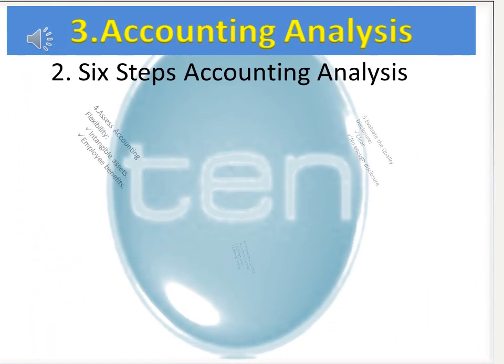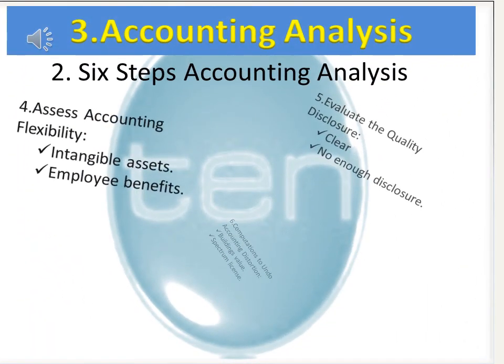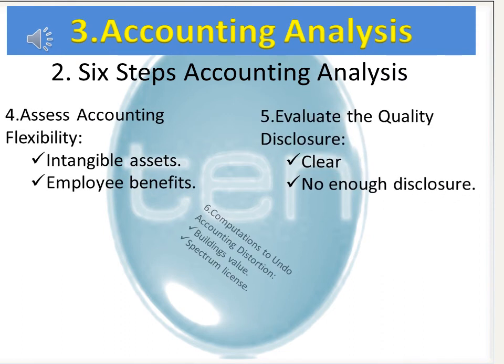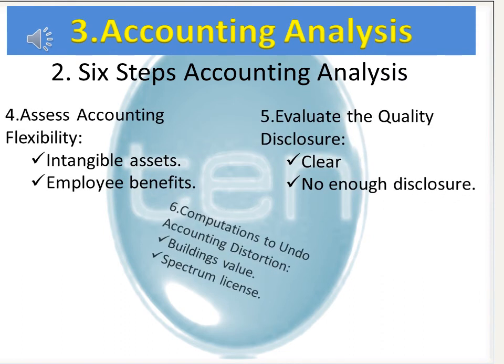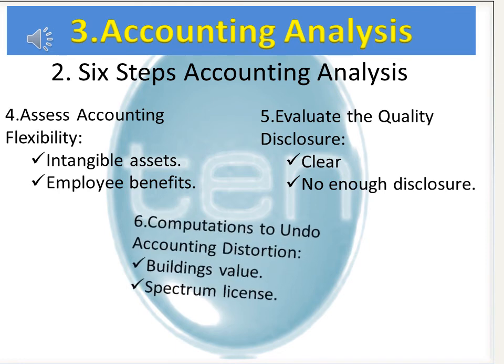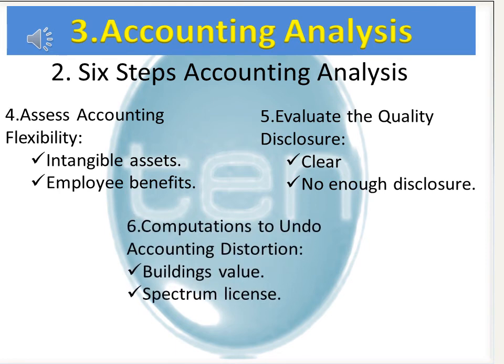While the Spectrum license in Australia expires every 15 years, therefore the TV license for TEN Holding Limited had better be finite and amortized annually. To avoid any distortion from impairment, analysts have to undo the accounting distortion that will reflect the real value. Then we can compare with other companies.